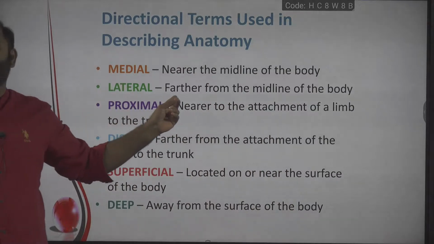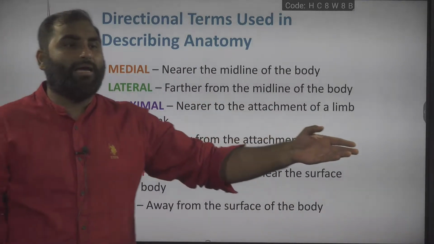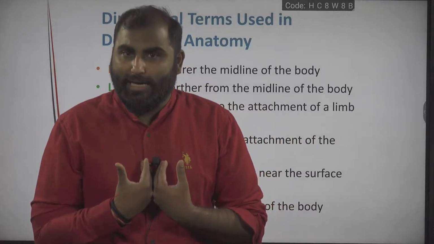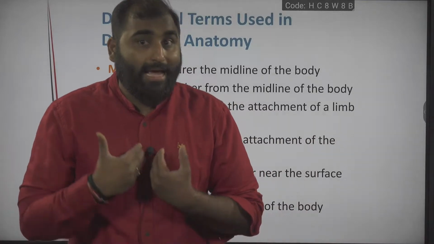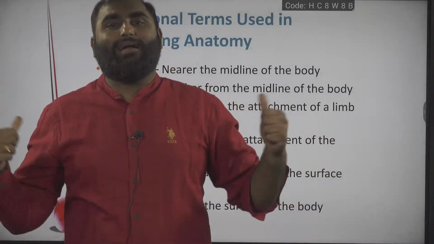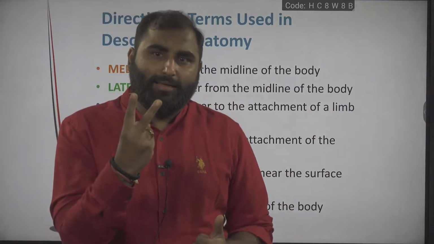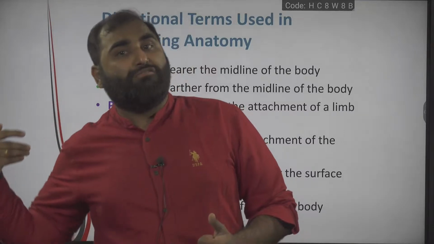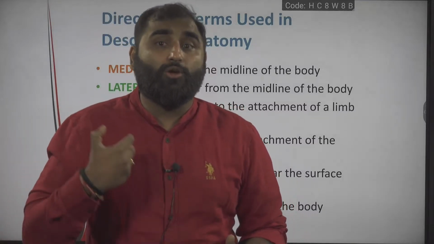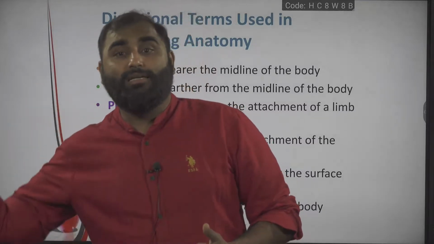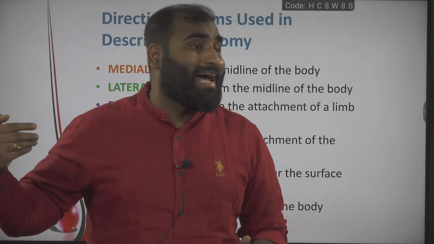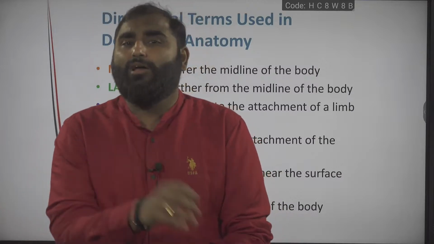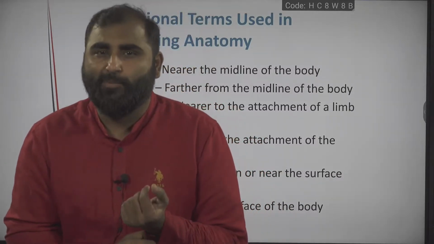medial and lateral. Lateral is farther from the midline of the body. So this is the midline of the body. Anything closer to the midline is medially located. Anything a little away from the midline is laterally located. So if two structures are there, one structure is close to the midline, the other structure is far away from the midline. The one which is closer, you will call it medially located. The one which is a little far away from the midline, you will call it laterally located.